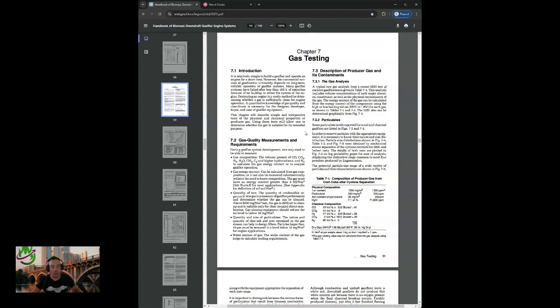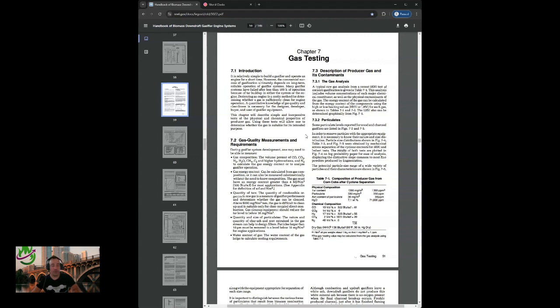Gas quality measurements and requirements. During gasifier system development, one may need to be able to measure gas composition, the volume percent of carbon monoxide, CO2, hydrogen, H2O, sulfur, carbon and higher hydrocarbons, and nitrogen, to calculate the gas energy content or to analyze gasifier operation. Gas energy content can be calculated from gas composition or can also be measured calorimetrically without the need to know composition. The gas must have an energy content greater than 4 megajoules per normal cubic meter for most applications.